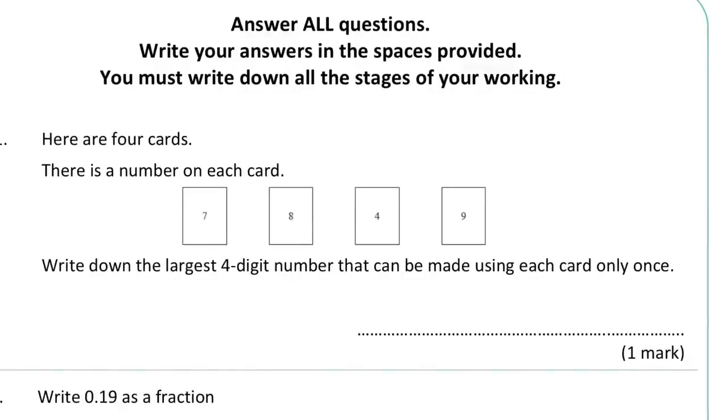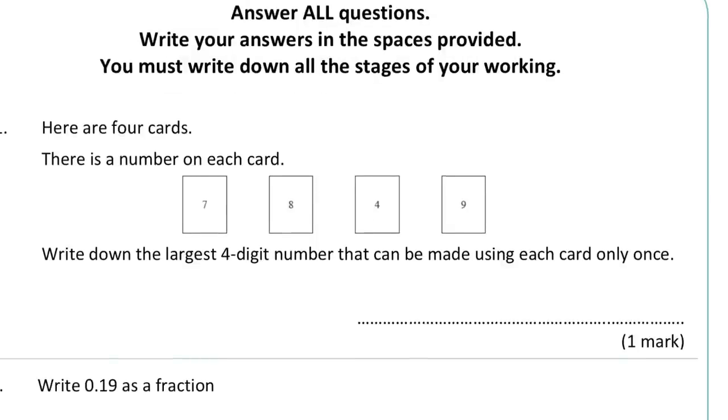So question 1 here says that there are 4 cards, there's a number on each card, write down the largest 4-digit number that can be made using the cards each only once. Now we want to put the largest number first, unless it specifies that the number has to be odd or even. We don't necessarily have to worry too much about putting certain numbers in certain positions. We just need to get the biggest number first, the next largest number second, and so on. So 9, 8, 7, 4. I've used the numbers once, and that is the largest number that can be made.